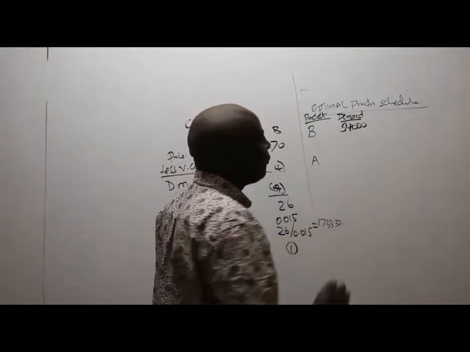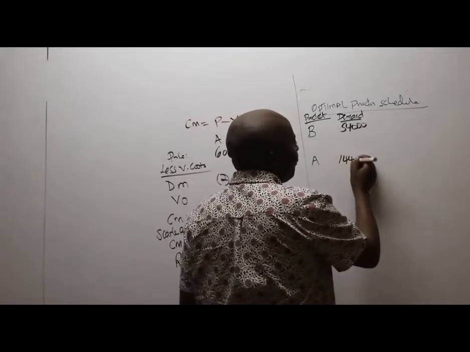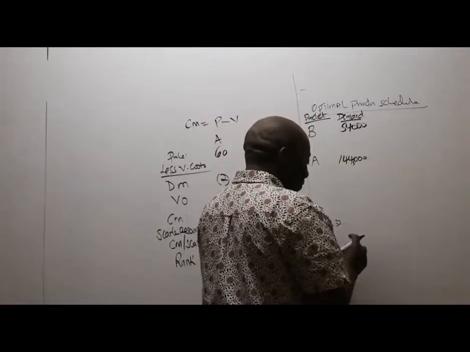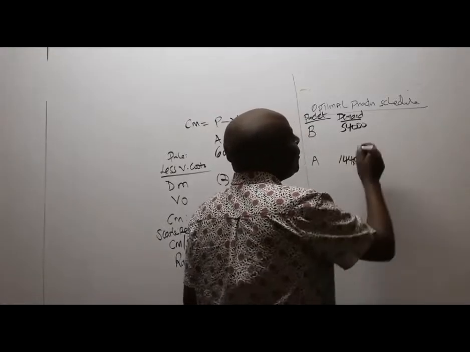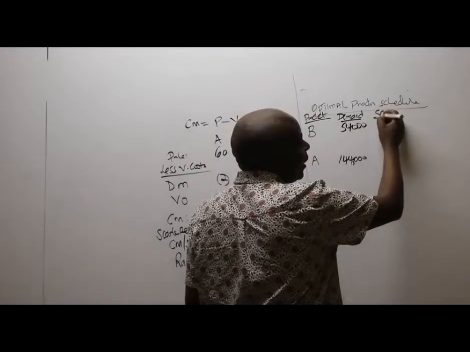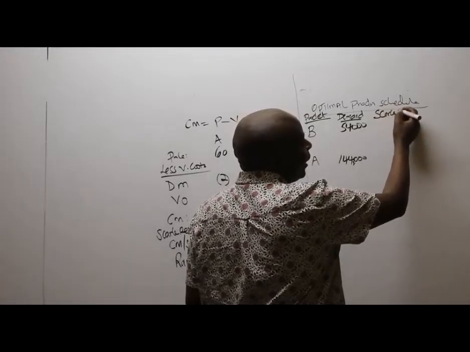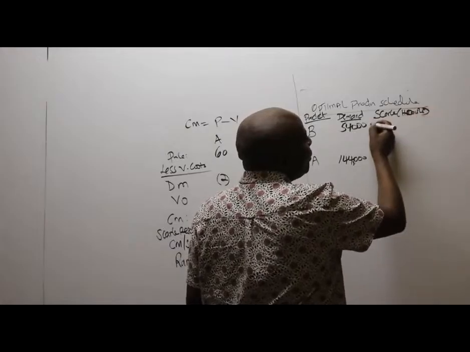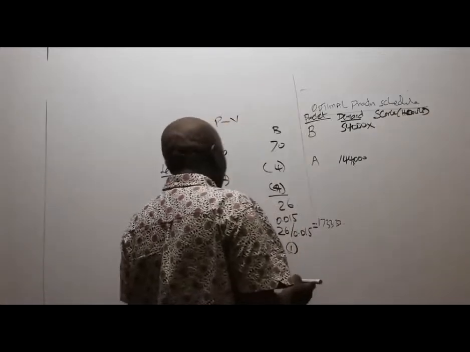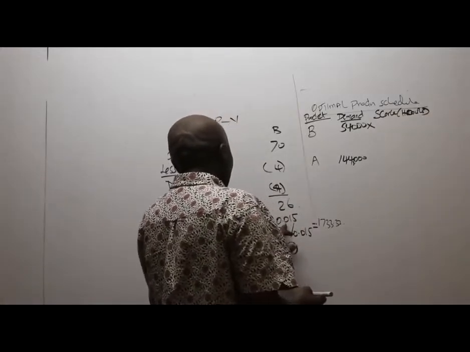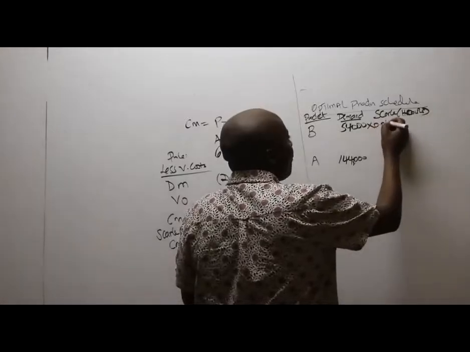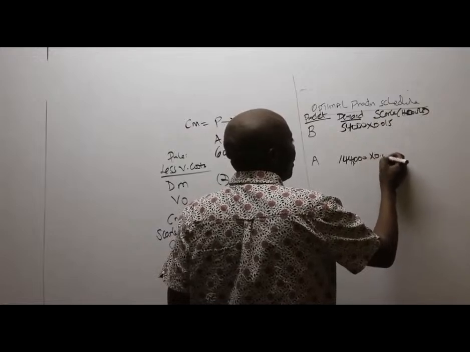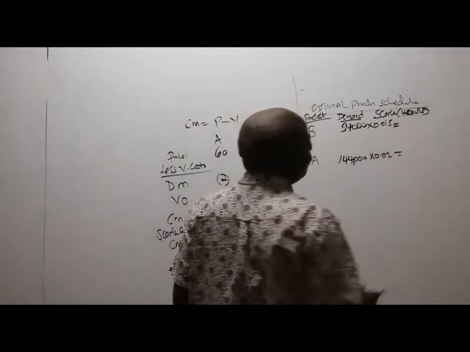So A will be 144,000. Thank you very much. Remember, as I'm contemplating to produce, what I'm very much worried of, ladies and gentlemen, is the scarce resource, the bottleneck hours. Fortunately, we know how many hours each unit takes. For B, the scarce resource is 0.015, and for A it is 0.02. Could you kindly give me the scarce resource hours to be utilized?